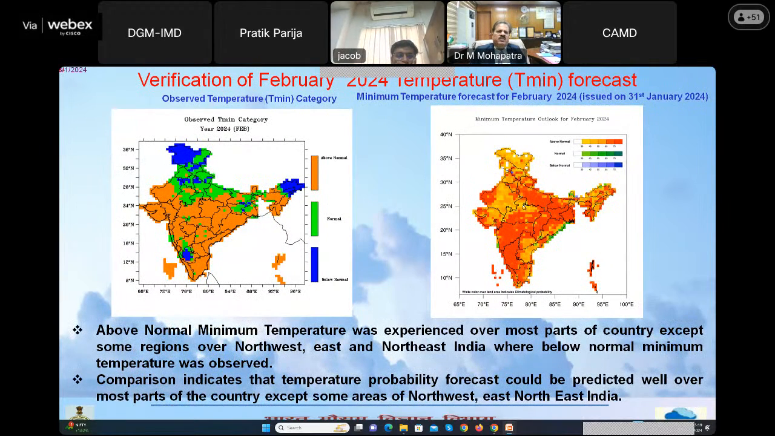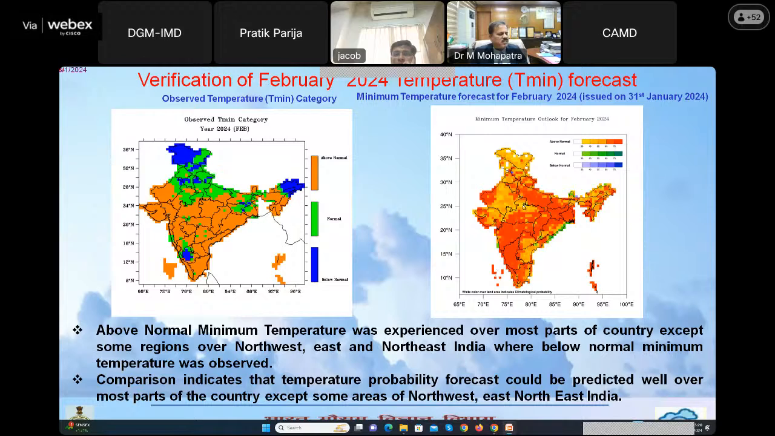Now let us look at the minimum temperature. If you look at minimum temperature, the forecast is on the right-hand side and the actual minimum temperature is on the left-hand side. Here you can find that orange is the above normal, and here also orange and red are the above normal probability. For most parts of the country, we predicted above normal, and finally it also happened to be above normal, except again northwest India, where we predicted above normal, but it actually became normal to below normal minimum temperature. So I will summarize the temperature forecast.